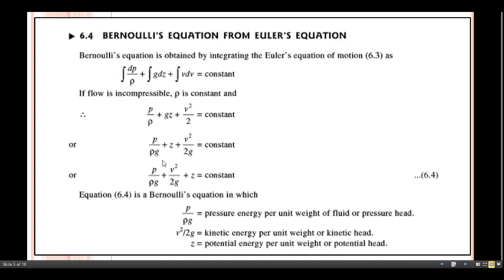So this is nothing but Bernoulli's equation, in which the first term is the pressure energy per unit weight of fluid, which is known as pressure head. This term is the kinetic energy per unit weight, or kinetic head. The next one is the potential energy per unit weight, or potential head. So in short, we can say the sum of pressure head, kinetic head, and potential head must be constant.